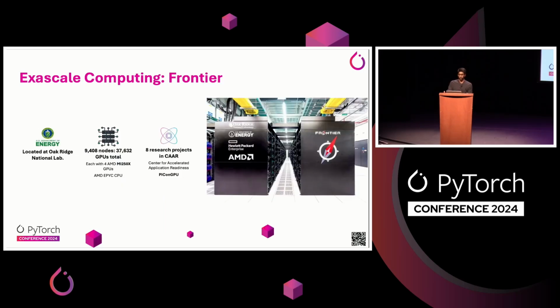So where do we run all of this? We run this on the Frontier Exascale system. This is currently the fastest supercomputer. It's located at the Oak Ridge National Lab, and it contains approximately 37,000 AMD MI250X GPUs. And PIConGPU was one of the 8 research projects that was selected in 2019 across the country to test the system.